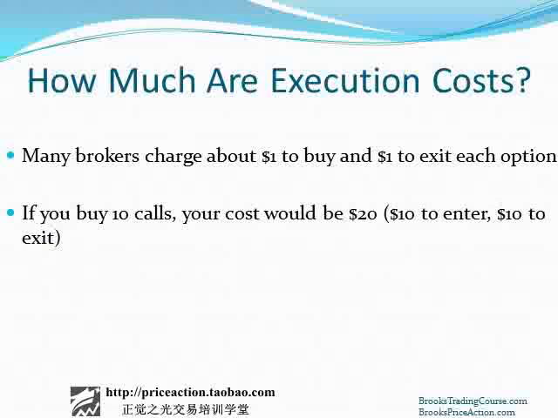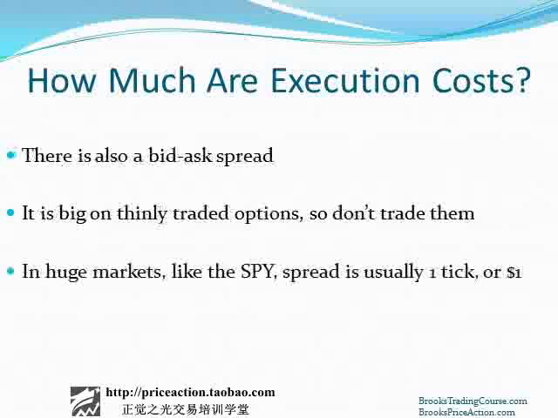Execution costs. You can usually find brokers that will charge you $1 commission to buy, and then another $1 commission to sell. So if you buy 10 calls, your round trip commission would be $20. $10 to enter, $10 to exit.